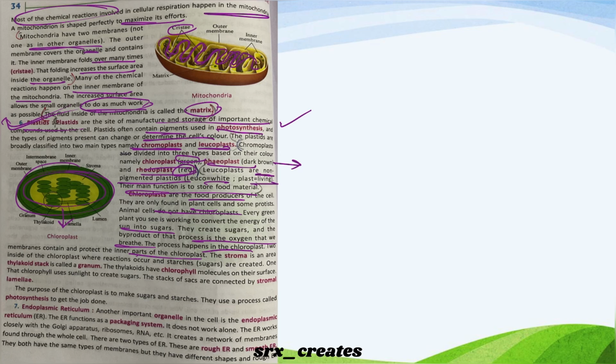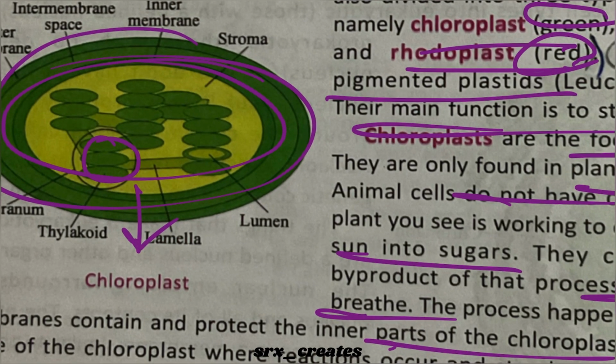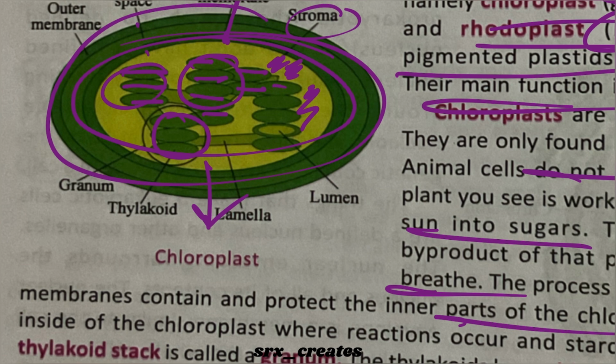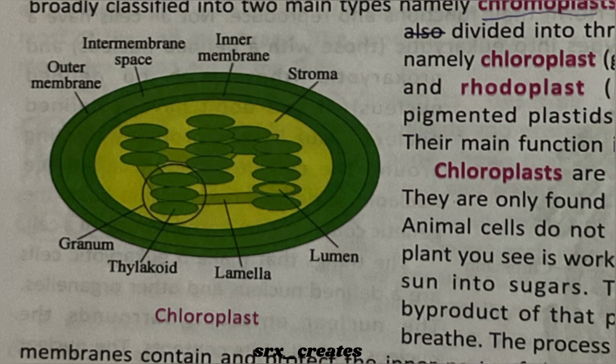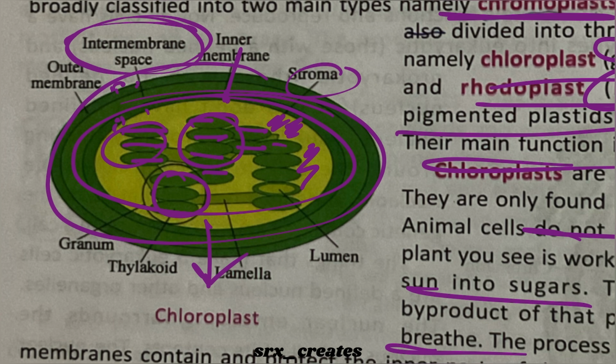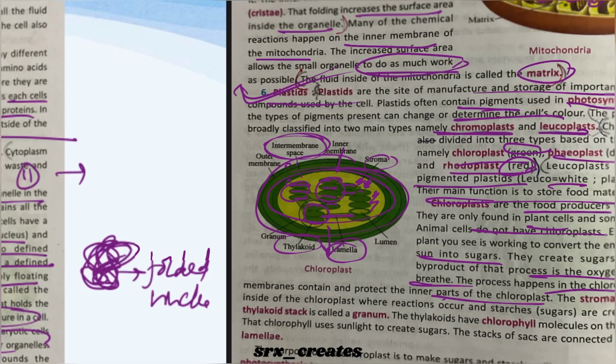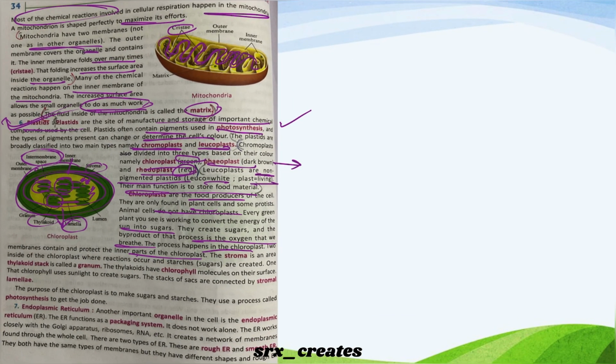One thylakoid stack is called a granum. These three thylakoids together are called a granum. This is called the inner membrane. This free portion is called the stroma. This is between two membranes, the outer and inner membrane. This is called the intermembrane space. This is the thylakoid, and the structure by which two grana are connected is called the lamella, and in the thylakoid there is a space called the lumen. Okay, done.